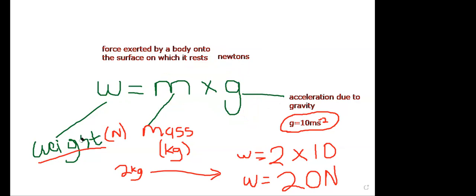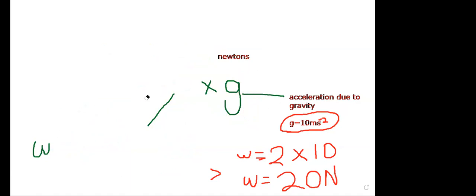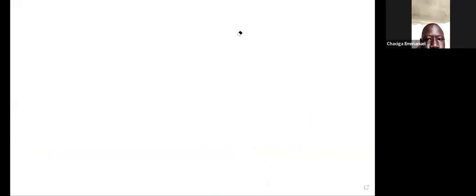So I've told you that a mass must be in kilograms, and then the other thing does not change, the constant. Now the constant will only change if we have acceleration due to gravity on different planets. Let me try to look for some of them here.